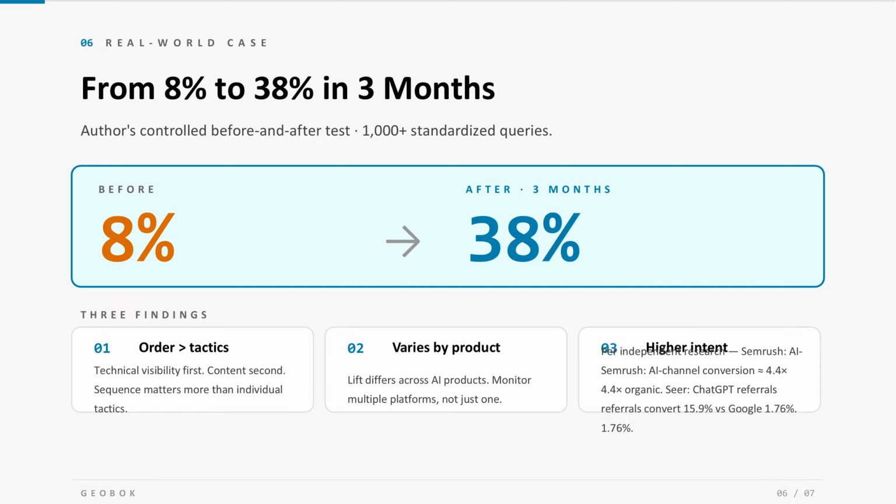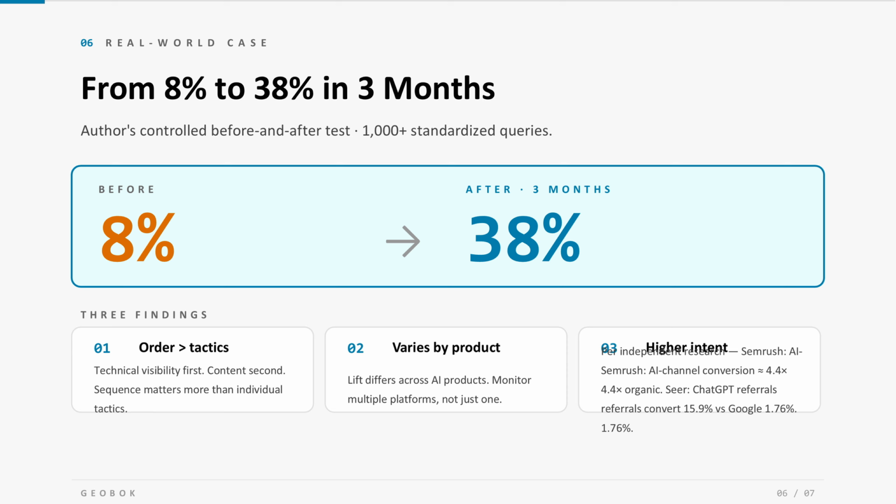3 findings worth internalizing. First, execution order matters more than individual tactics. Fixing technical visibility first, JavaScript rendering, robots.txt, didn't move the citation rate directly, but without it, everything else is wasted. Content optimization came second, and that's where the biggest jumps appeared.